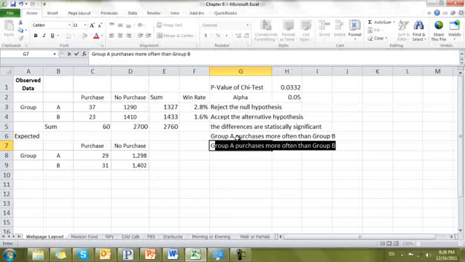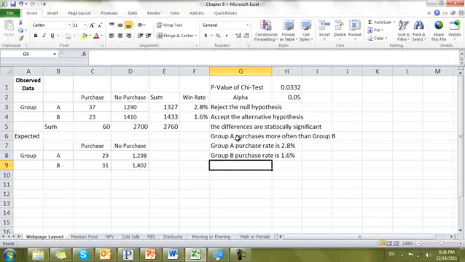I can also add that Group A purchase rate is 2.8%. Group B purchase rate is 1.6%. And we've interpreted our data. Pretty straightforward. That is a chi-squared test.